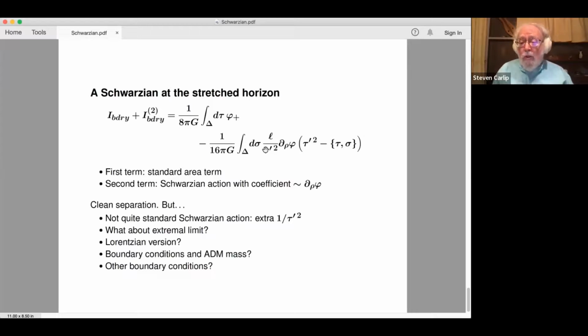I was asked earlier about the Lorentzian version. This should be possible to do, but it's tricky. For a stretched horizon in the Euclidean case, you want the stretched horizon to remain a small proper distance away from the genuine horizon. In the Lorentzian case, that turns out to be very hard to do because the horizon is a null surface. And if you try to draw a second null surface that's near the first one, it diverges rapidly.